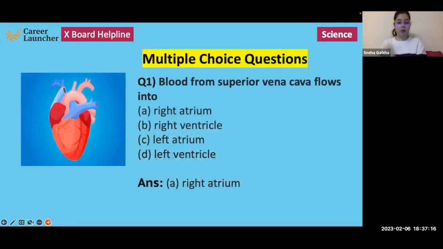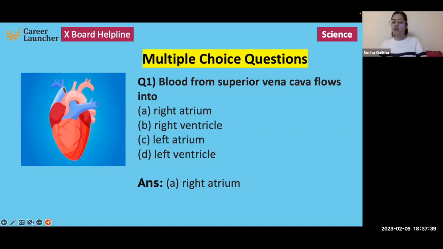So the approach will be similar to what we followed in the previous class. We will be starting with multiple choice questions. Multiple choice questions are objective questions in which a question is given and four possible options or answers to that question are given, and we have to select the correct one.